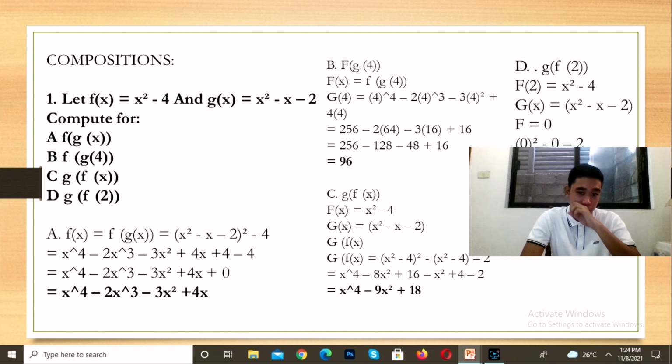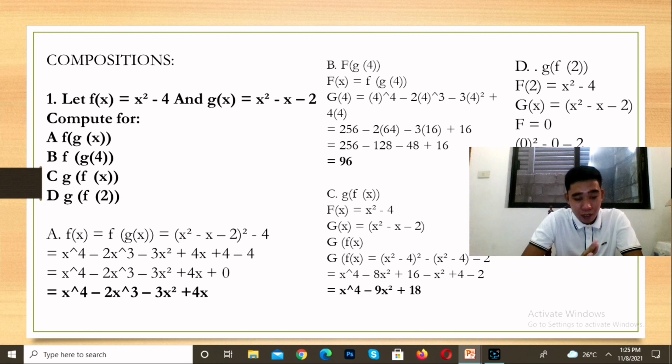Compositions of function. Let f of x equals x squared minus 4 and g of x equals x squared minus x minus 2. Compute for f of g of x, f of g of 4, g of f of x and g of f of 2. A. f of g of x equals g of x equals x squared minus x minus 2, squared, minus 4. So, simplify again. Substitute pala. x raised to 4 minus 2x raised to 3 minus 3x squared plus 4x plus 4 minus 4.